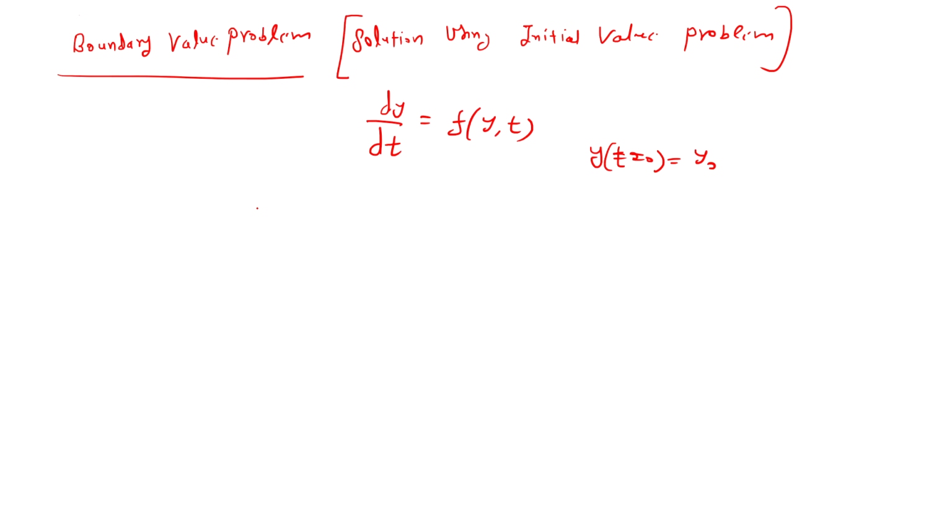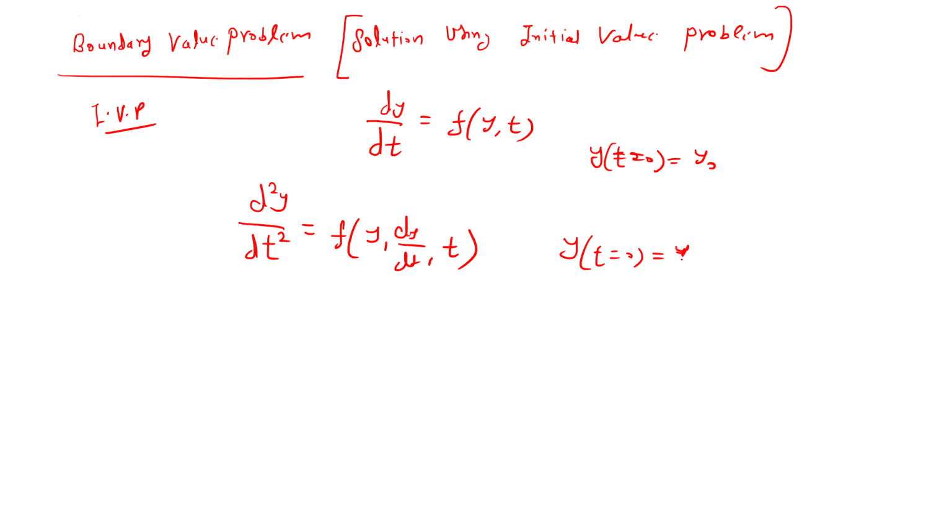Similarly, if it was of order 2, then an initial value problem, that is called IVP, has y at t equal to 0 given and dy over dt at t equal to 0 also given. So this was my initial value problem.